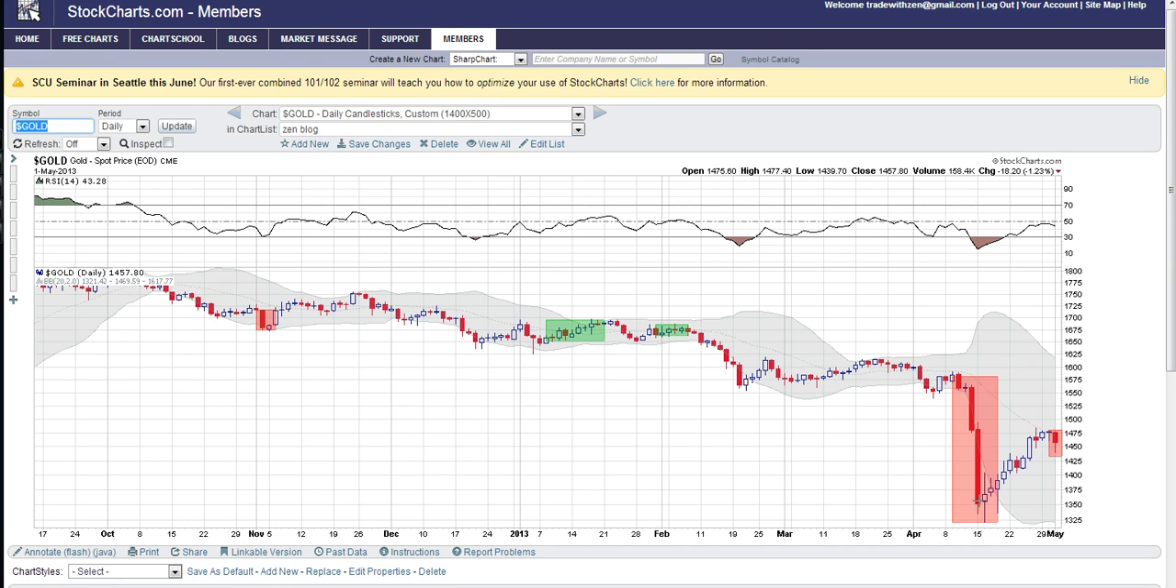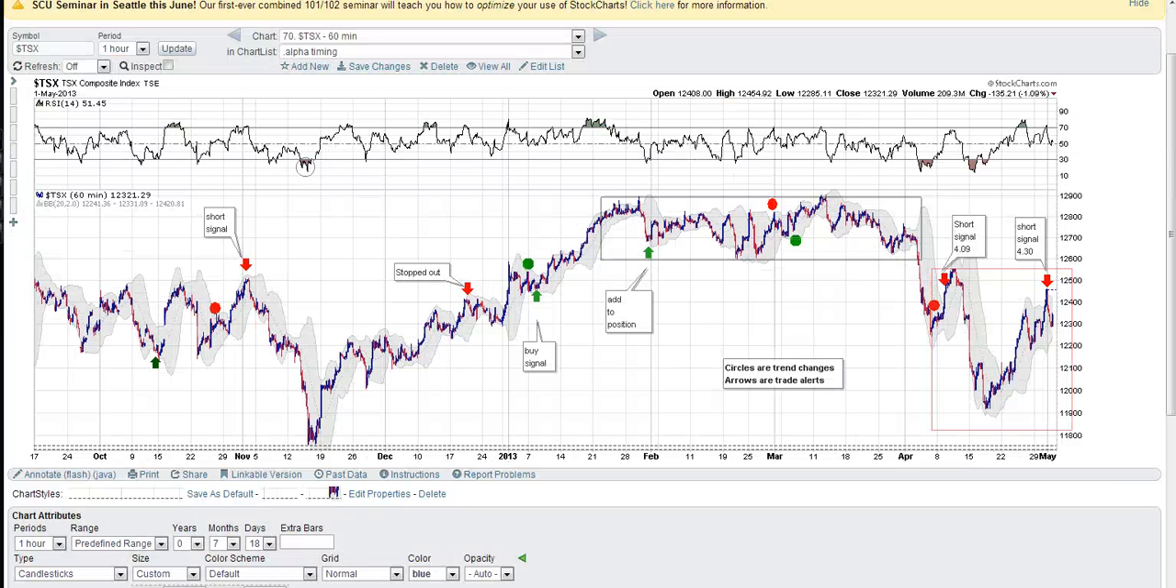Like I said, it would have been very difficult to hold through all of this, and who knows how far this is going to go down. I suspect that it should retest down here at least by 1375. Well, I'm looking at the gold chart, and I should be looking at the TSX chart here. So I think that we'll probably retest down here somewhere between 12 and 12.1. I don't know what that will translate into gold, but it should be a significant drop.